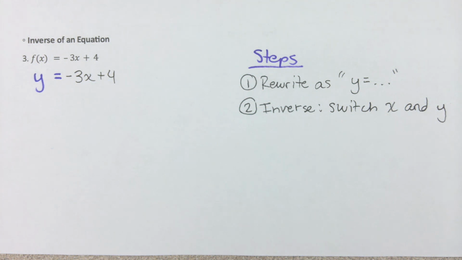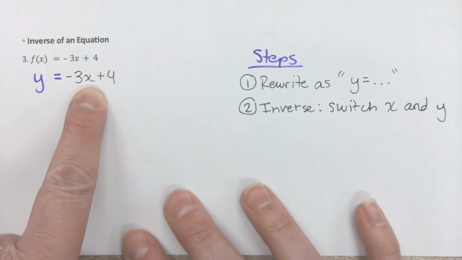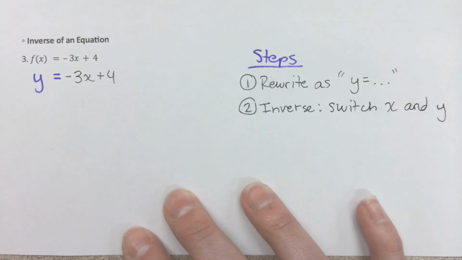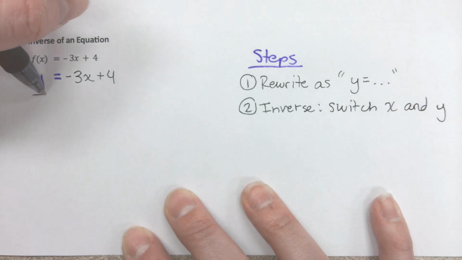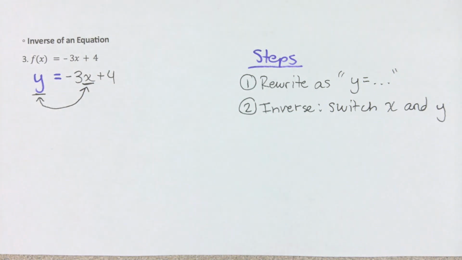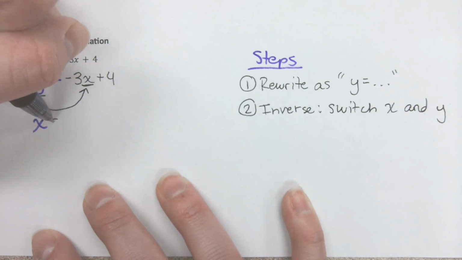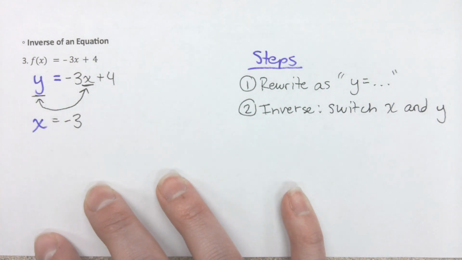This is as easy as it sounds. Where the y is, you're going to put an x, and where the x is, you're going to put a y. Everything else stays where it's at. My new equation is x equals negative 3y plus 4.